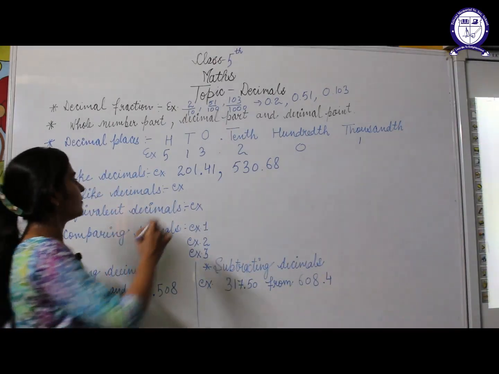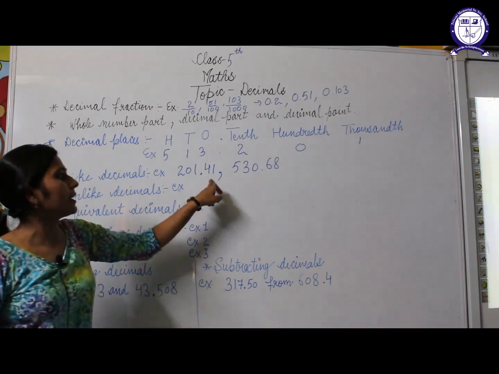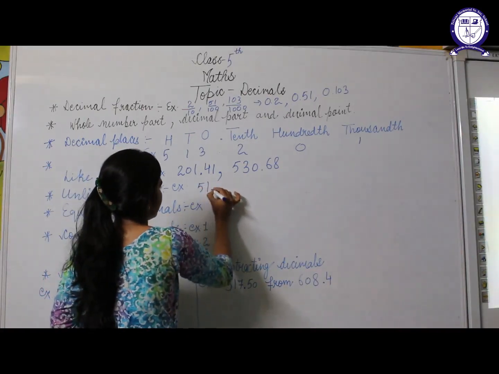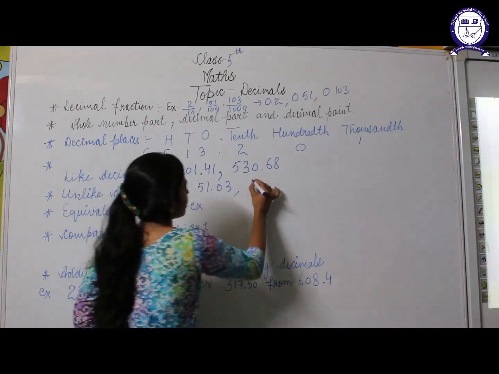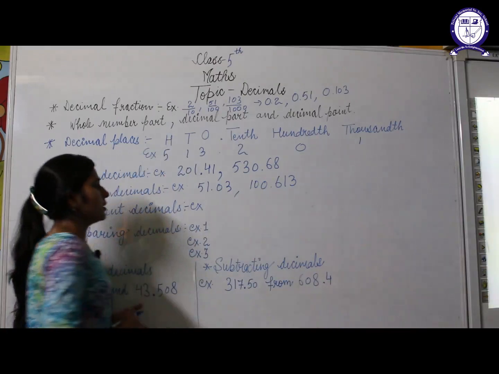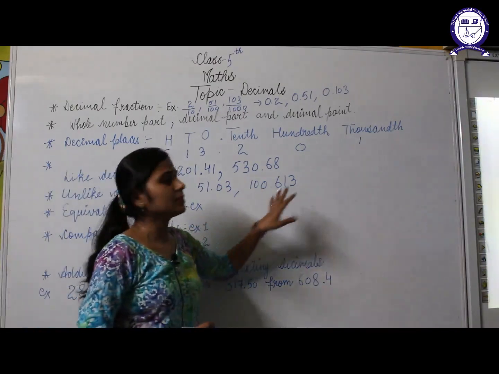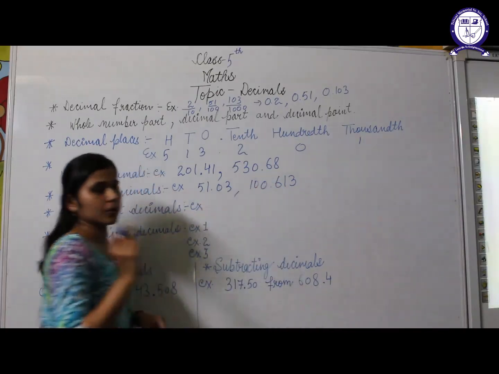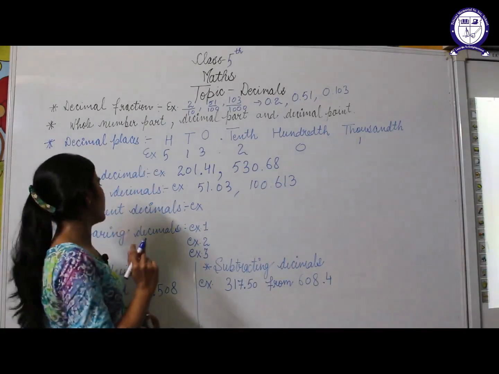Now in unlike decimals we have different decimal parts. So we will clear this with an example. In both of these the number of decimal places is different, students. It means here are two digits and here are three digits. So both of these are unlike decimals, students.